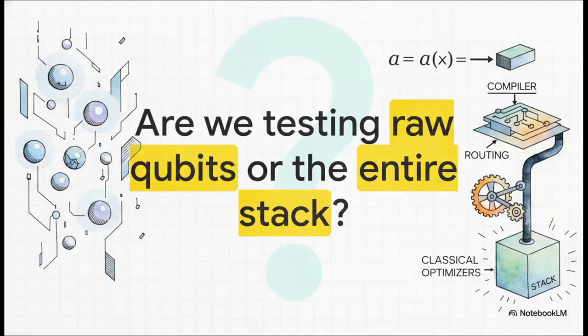Which leaves us with one final thought for this explainer. The next time you see a massive quantum optimization milestone hit the headlines, I want you to ask yourself, are we merely evaluating the raw, isolated physical potential of those qubits, or are we rigorously demanding to see the true efficiency of the entire hybrid engineering stack, the math, the compilers, the physical routing, and the classical optimizers combined? Because at the end of the day, the reality of quantum advantage lies in the whole stack.